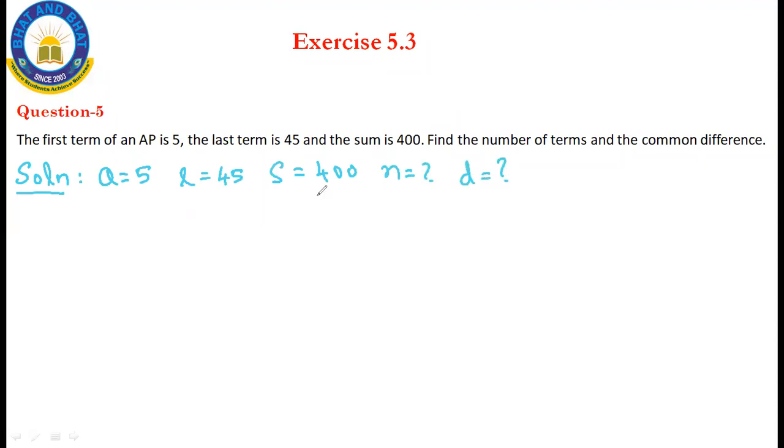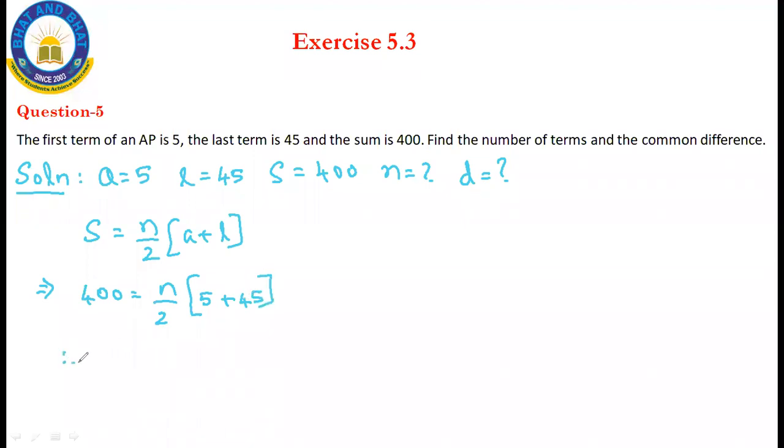So again, this is a straightforward question. I can simply say S is equal to N by 2 into (A plus L). So S has been given as 400 is equal to N by 2, A is 5, L is 45. Therefore N is equal to 400 into 2 divided by 50. Therefore N is equal to 16.